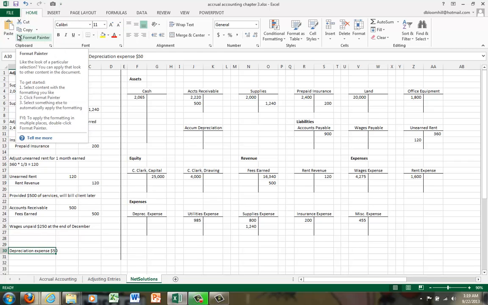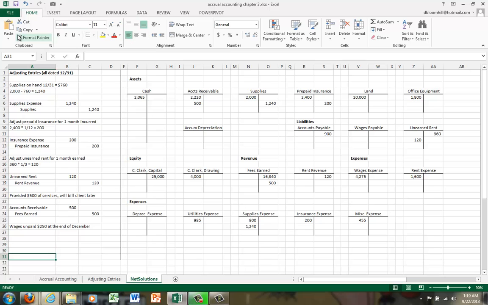So what we're going to do for our wages that are unpaid at the end of December, once again, wages are an expense. So this is the first type of expense entry that we have, where we debit the expense account and we credit a payable account. We're going to go to our liabilities, and we actually see on our chart of accounts a wages payable.